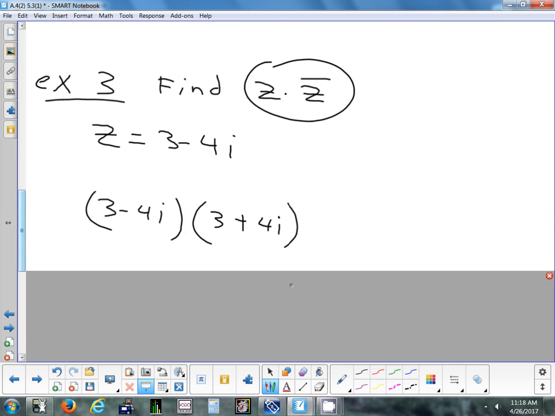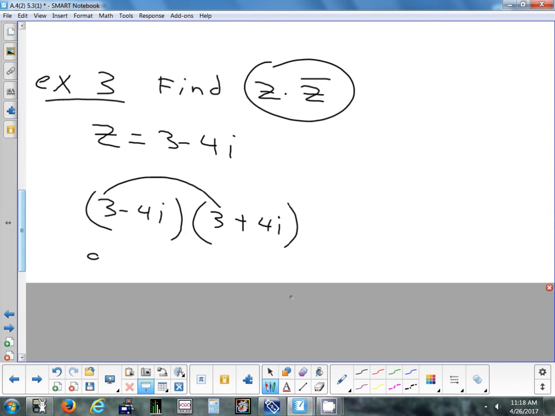And just by looking at it, without even doing much, I already know the answer is 25. So we'll see how I did that in my head so fast. I didn't do FOIL in my head, because you don't need to. We'll do it the first time, but then you're going to hopefully see a shortcut. So let's start. What's 3 times 3? That gives me 9. And then 3 times 4i is 12i.